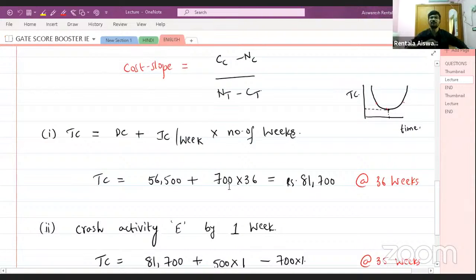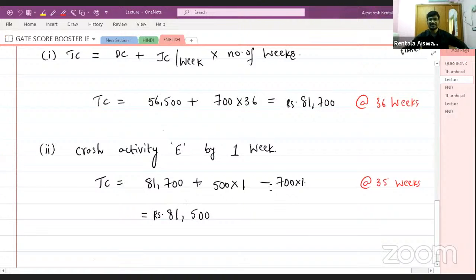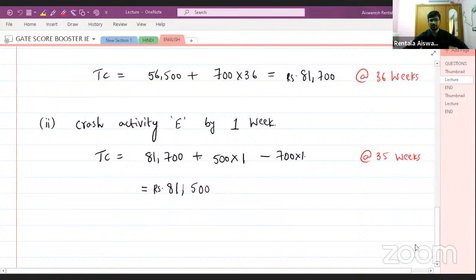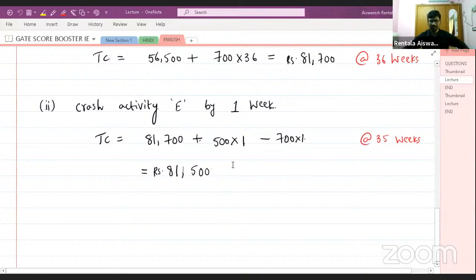So 1 week we have to reduce now. That's what I have done. Minus 700 into 1. Okay, so like this you can calculate the total cost. So I hope, is it okay now? I have repeated the part. Is it okay?